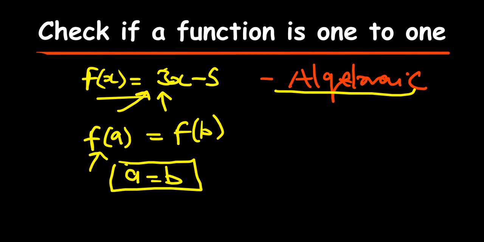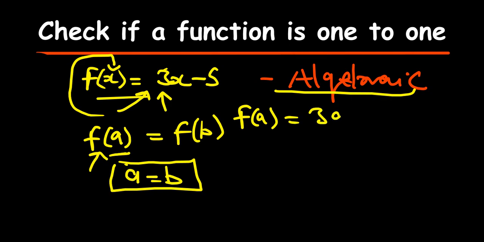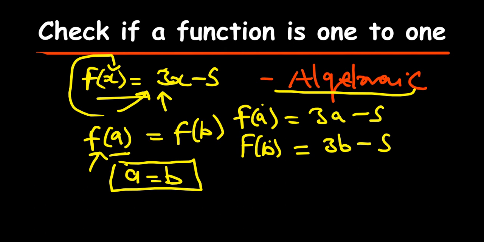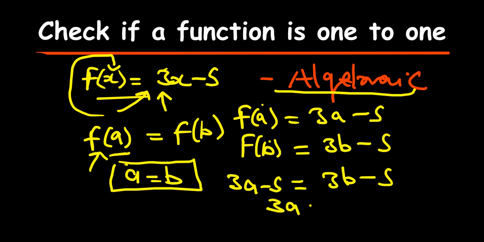So let's use this same example to find if it's one to one. Let's find f of a. f of a is simply replacing where there's x, we're now putting a. So f of a is equal to 3a minus 5, and f of b will be equal to 3b minus 5. Now let's equate f of a to f of b. So it will be 3a minus 5 is equal to 3b minus 5.